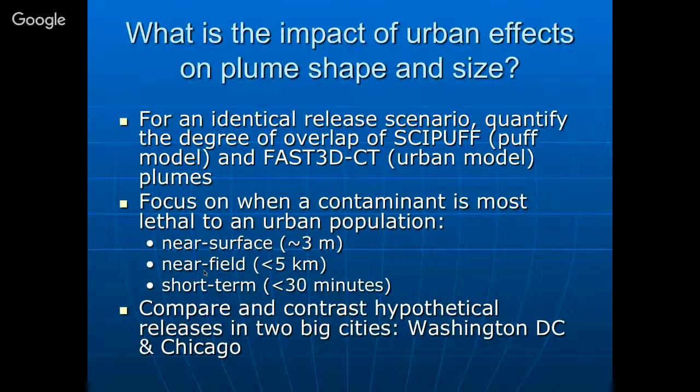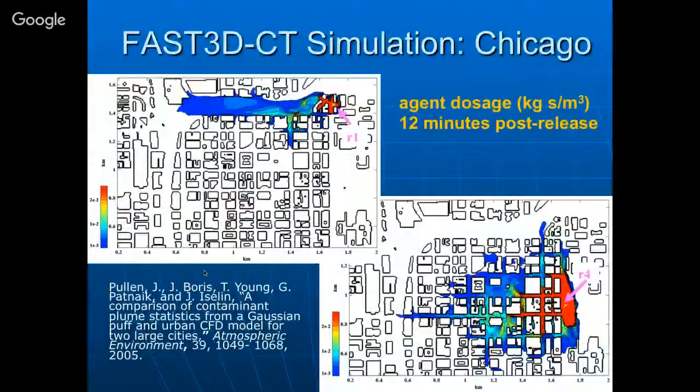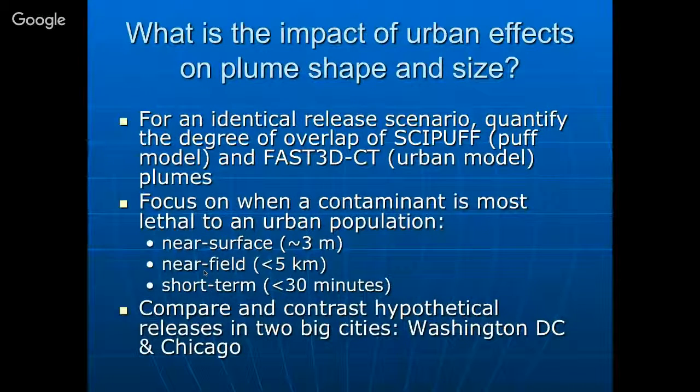So what I did was examine how that very refined footprint of the contaminant from a large eddy simulation model compares with the footprint of a contaminant that would come out of the standard plume transport model, HPAC. For identical release scenarios, I quantified the degree of overlap between SkiPuff, the module within HPAC that does the plume transport calculations, and FAST3D, which is the urban model, the CFD model. I looked at short-term, near-field, near-surface releases, comparing the cities of DC and Chicago.